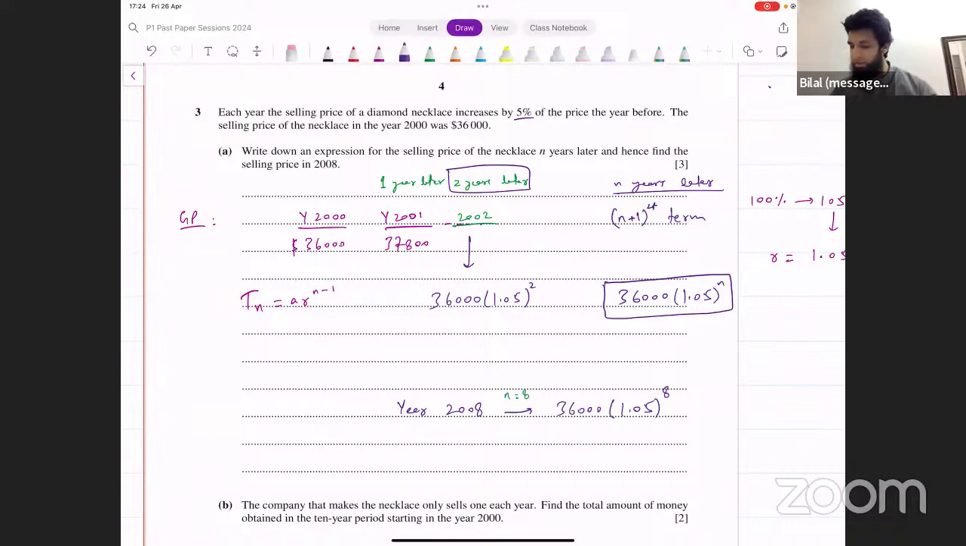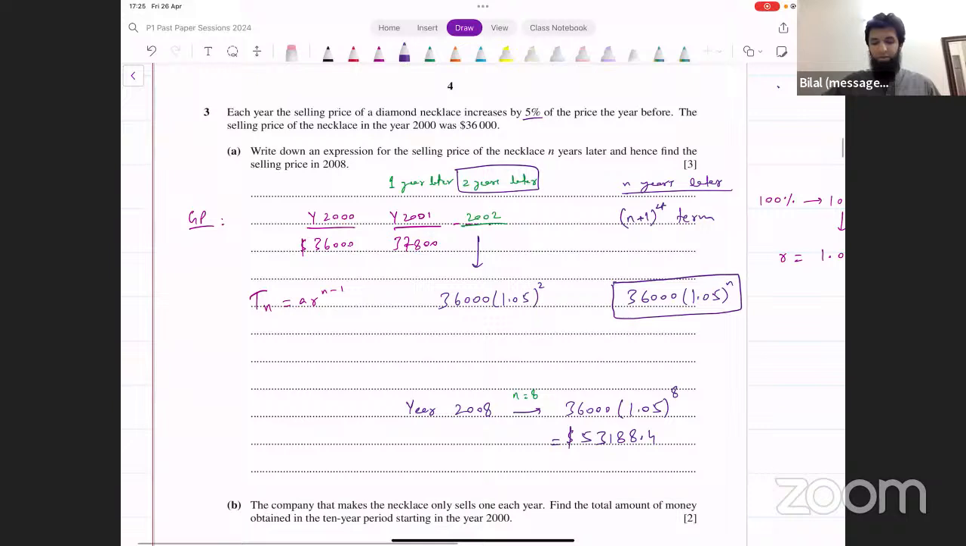You can see what that is: 36,000 multiplied by 1.05 raised to power 8. And that's 53188.4. This is the selling price in 2008. Is that okay? 53188.4. That's the price in 2008. Any questions on this? No? All right, let's move on.